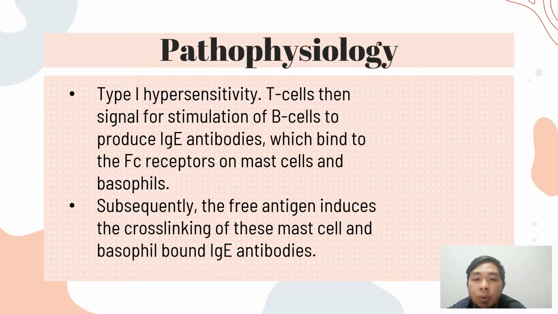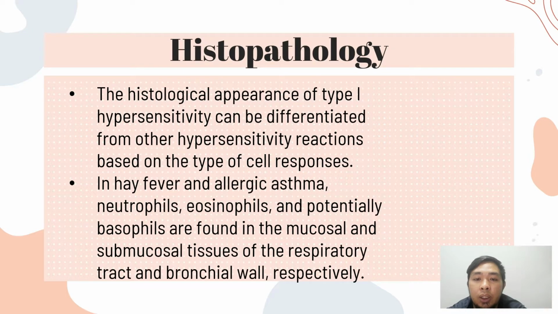Pathophysiology: in type 1 hypersensitivity, T cells then signal for stimulation of B cells to produce IgE antibodies, which bind to the Fc receptor on mast cells and basophils. The free antigen induces the cross-linking of these mast cell and basophil-bound IgE antibodies.